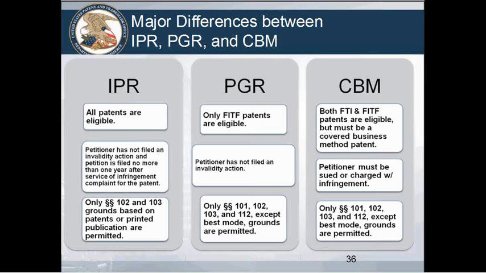Finally, there's a difference in the grounds of unpatentability that may be asserted for each proceeding. As you see, for IPR, only 102 and 103 grounds may be asserted, and they have to be based on patents or printed publications. This is not to say that testimony couldn't come in to explain what the printed patent or printed publication would say to one skilled in the art, but testimony alone could not be a basis. For PGR, as well as CBM, the petitioner may assert grounds under 101, 102, 103, and 112, except best mode is excluded from 112.